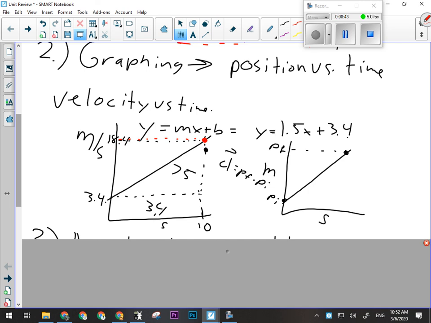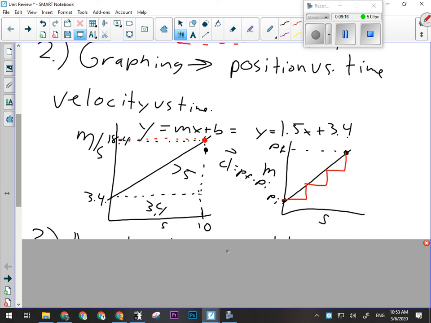If I had a position versus time graph, what is this object doing? Moving forward at a constant speed, or at a constant velocity. How do we know that? Well, the amount of distance it covers every second is the same all the way along the line. Could I calculate the velocity of this object? Yes, I could. Especially if I had this. What's the velocity of the object?